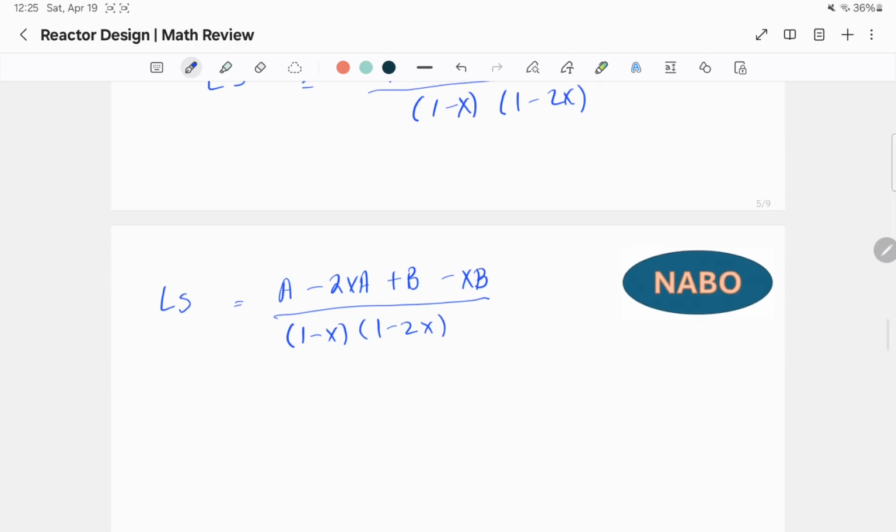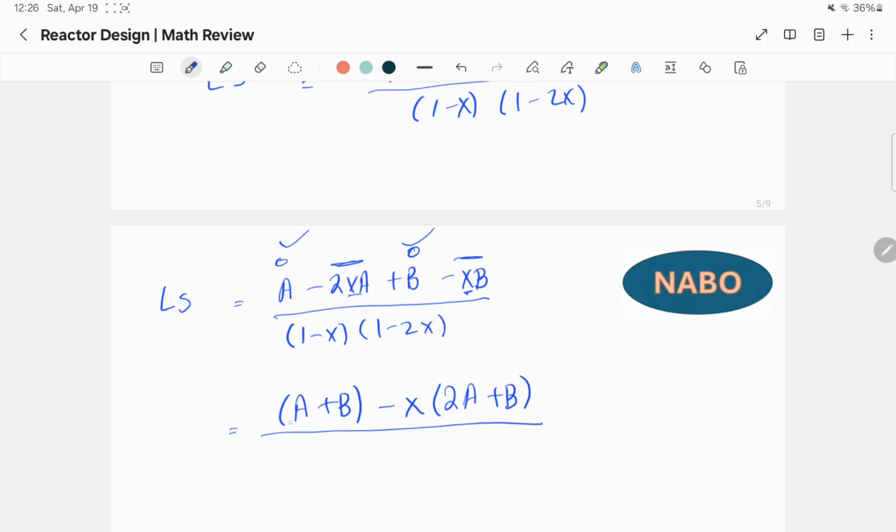Okay, now we'll factor by grouping. We'll group these together and these together. Why? Because there's a common factor of an x. So the numerator will look something like this: A plus B, which is this and that, minus x, the common factor between those two terms, times 2A plus B. The denominator is still the same.